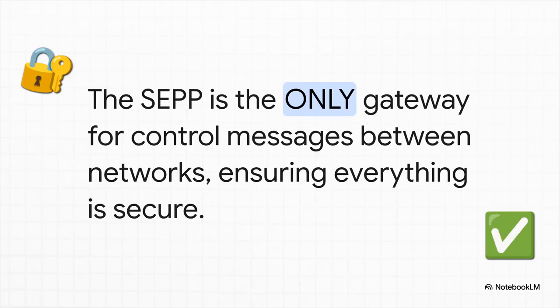And that's the really crucial part. The SEPP is the only way these control messages can get through. It's a single checkpoint. This is awesome because it means each network can hide all its internal messy details from the outside world. It keeps everything neat, tidy, and most importantly, super secure.